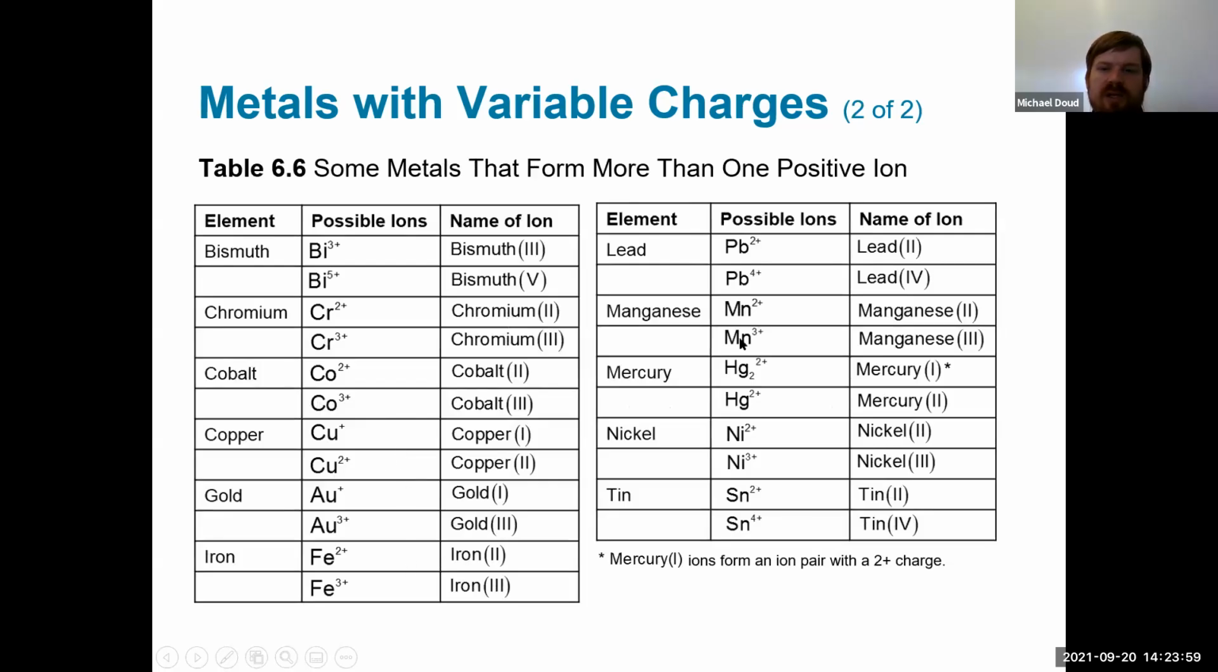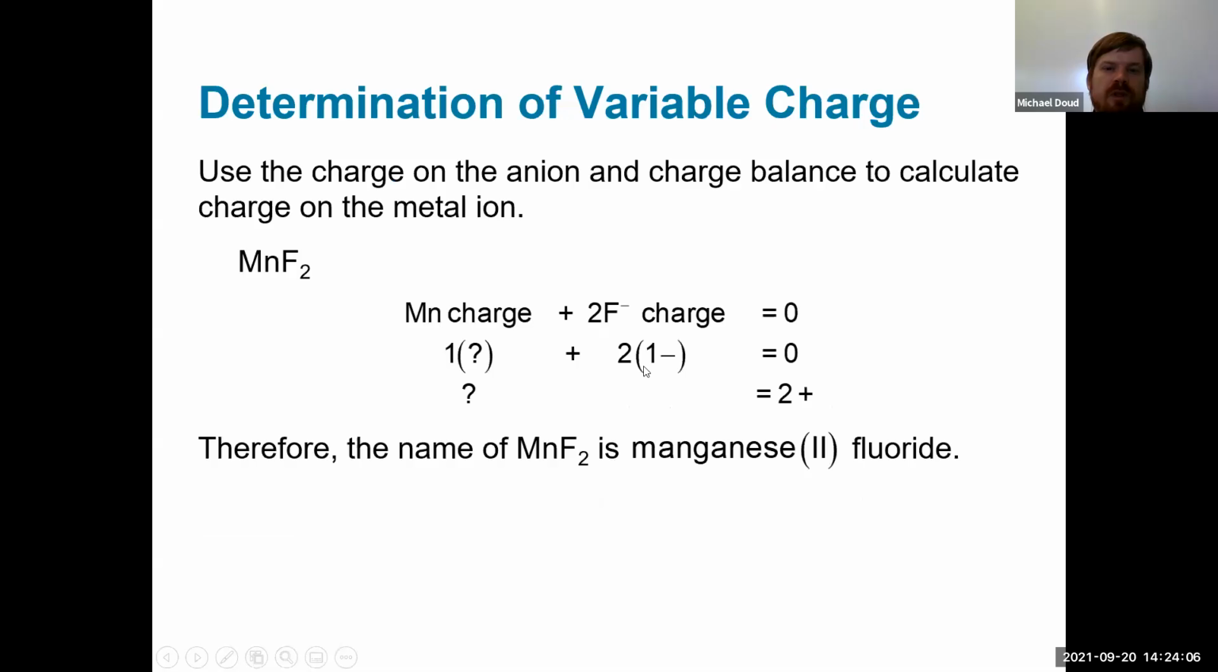Let's see, any other ones that we want to talk about here? Yeah, these are all examples of different ones that can form. Okay, now, in this case, that means that we have an additional piece of math that we need to do in order to figure out what is the charge on our metal that can have a variable charge. Well, if we know the charge of the anion, we can then charge balance to determine the charge on the metal ion. Let's look at this example here, MnF2.